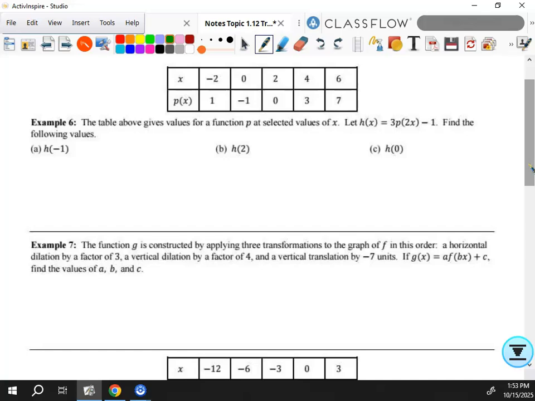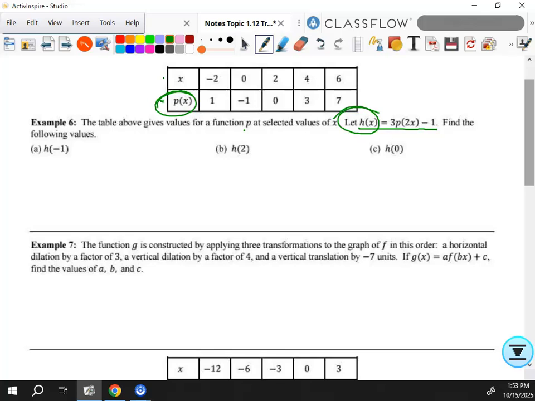It says the table above gives values for function p at selected values of x. Now, it's very important. A lot of what we've done so far, if we have the table that's p, we're just talking about p. But this is p of x. It tells me that. But then we're also talking about h of x. So you have to make sure you know which different ones you're looking at. Okay? And I want to find the following values. So p of x is defined by these points, or that's at least some of them. And then they've given me an equation for h.